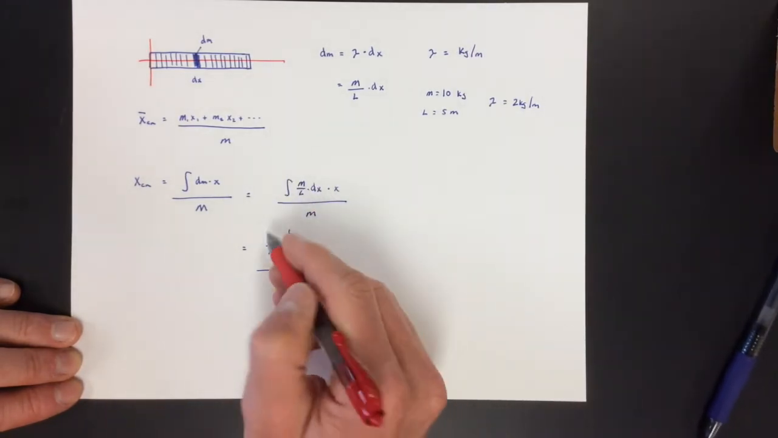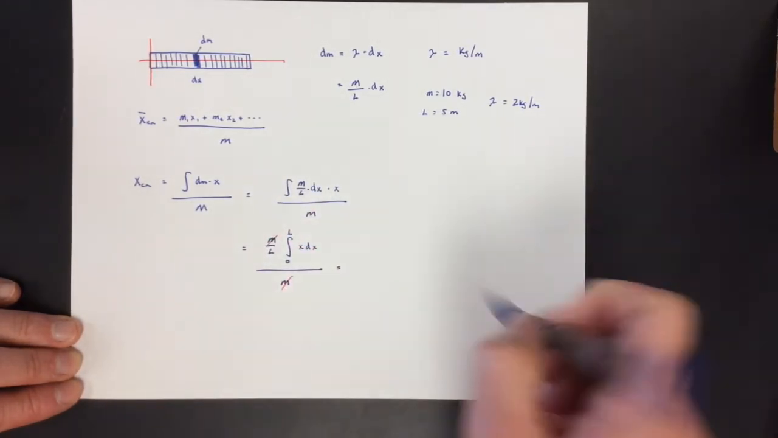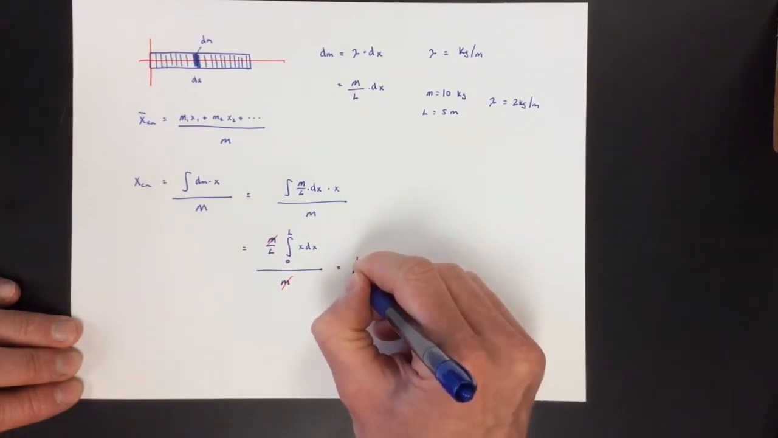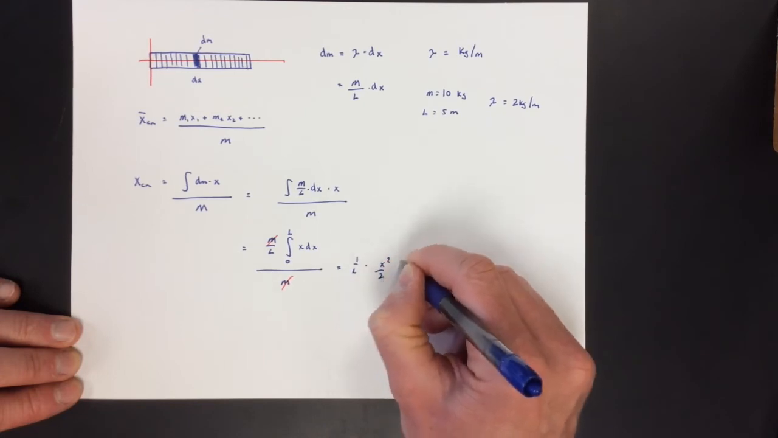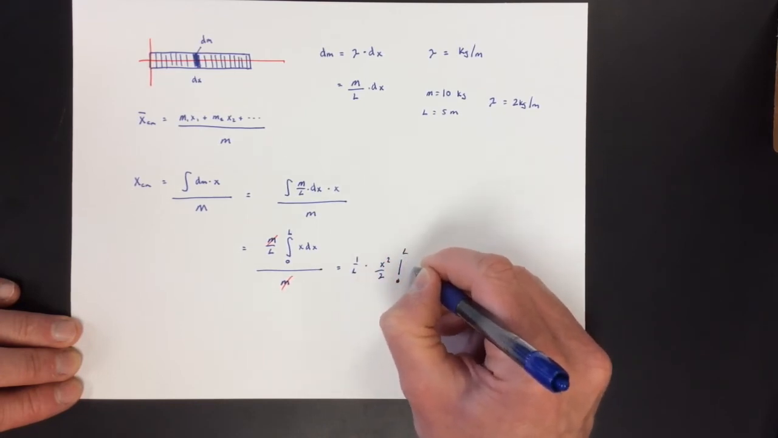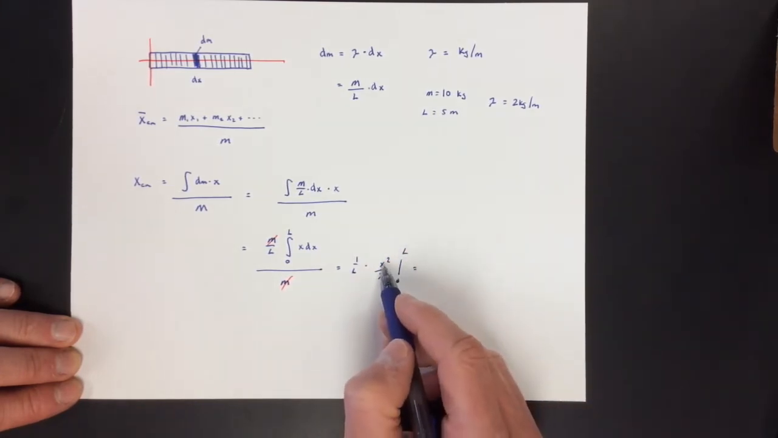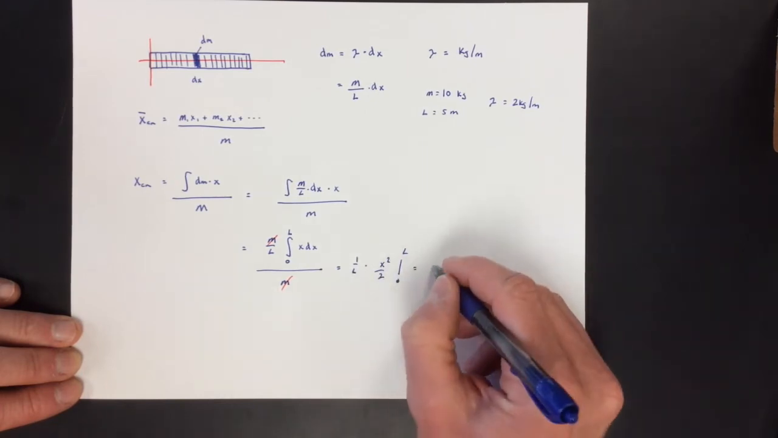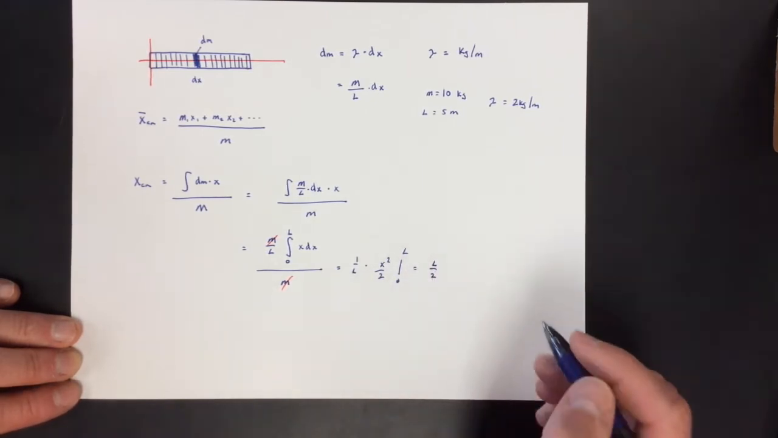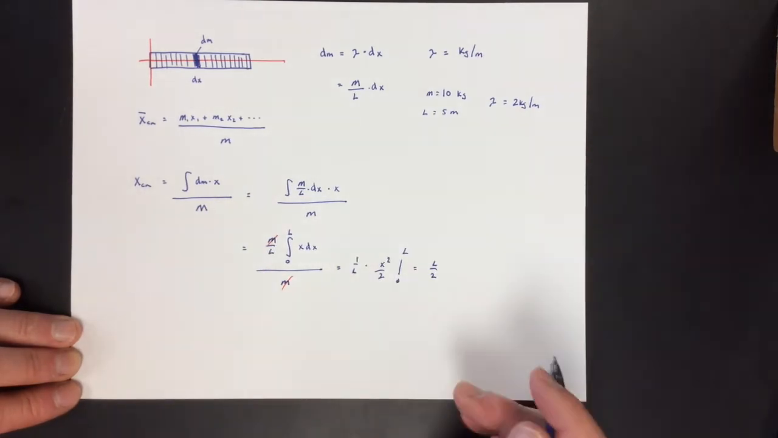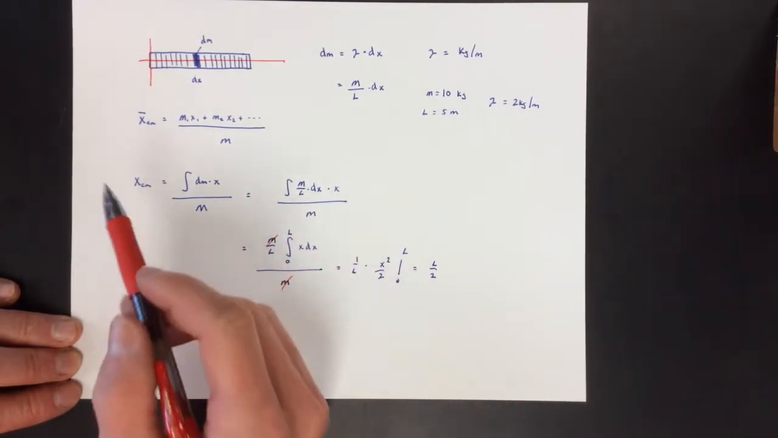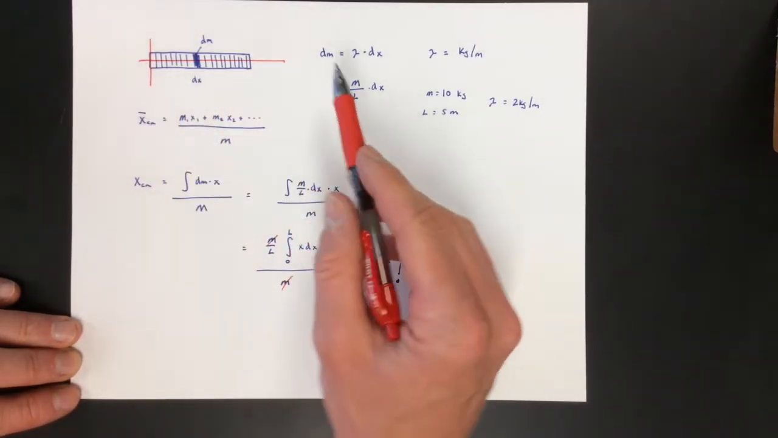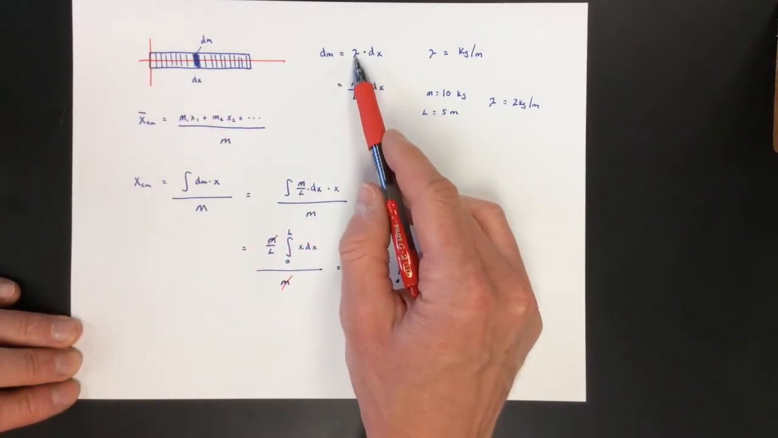Hopefully it's clear that this m and this m cancel. So you're left with 1 over L times the integral of x, which is x squared over 2 from 0 to L, which is nice because you get L squared over 2 divided by L, and of course you get L over 2. And again, that was a very obvious result. Of course the center of mass of a board is in its center if the density of the board is uniform.